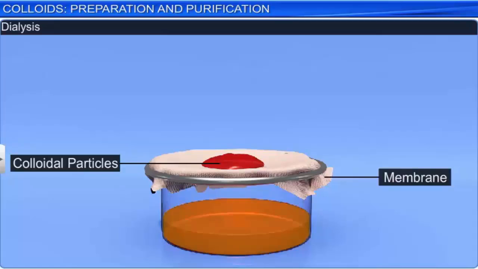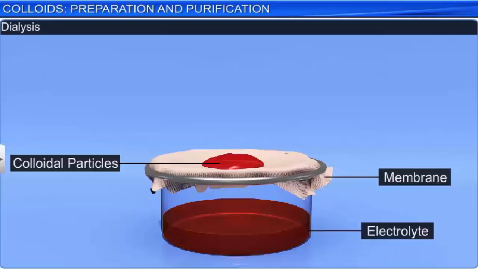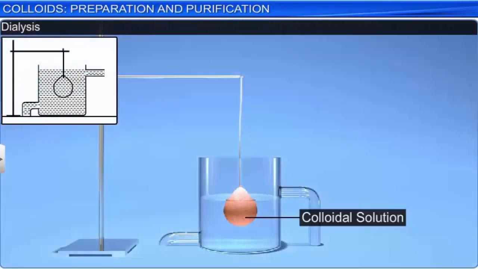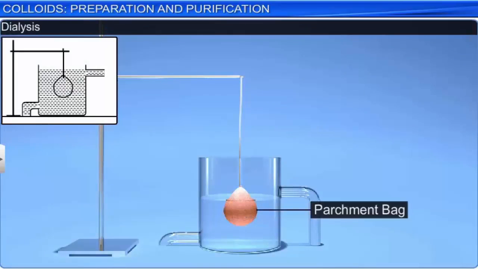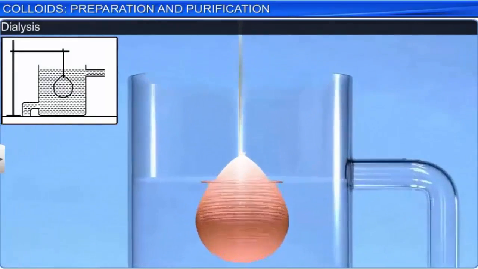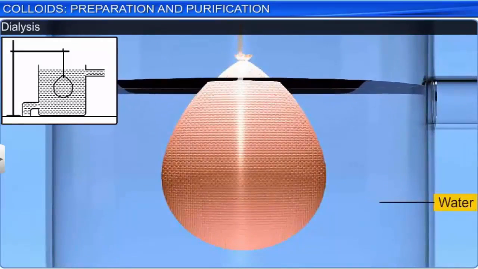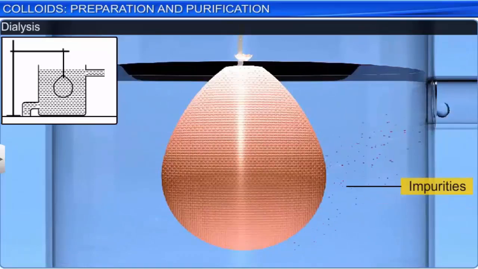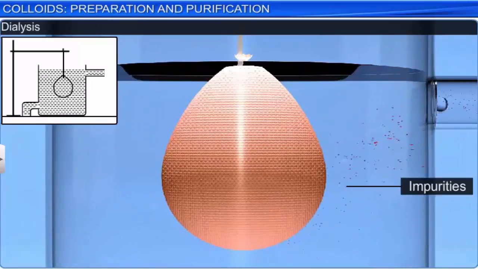The colloidal solution is taken in a bag of cellophane or parchment, which is suspended in a vessel through which fresh water flows continuously. The impurities slowly diffuse out of the bag, leaving behind a pure colloidal solution. The apparatus used for this purpose is called a dialyzer.